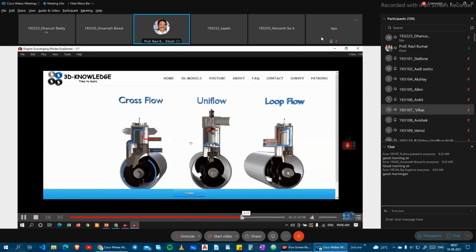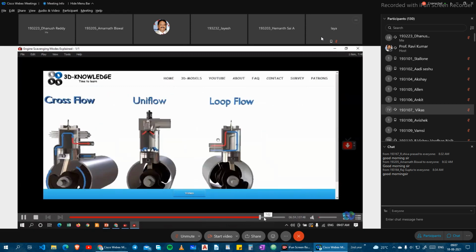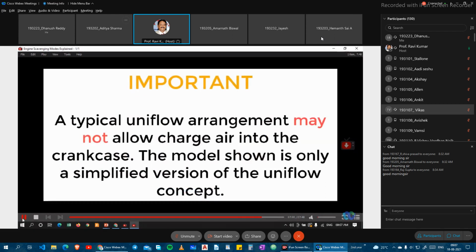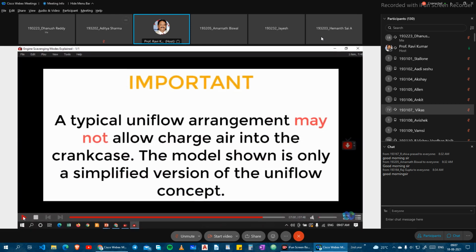Sir, these are all two-stroke diesel engines, no? Two-stroke diesel and petrol engines. Most of the two-stroke cycle we have more petrol engines only, not diesel engines. Okay, sir. An important thing is that a typical uniflow arrangement may not allow charge air into the crankcase.